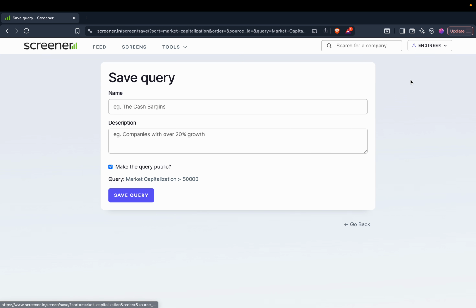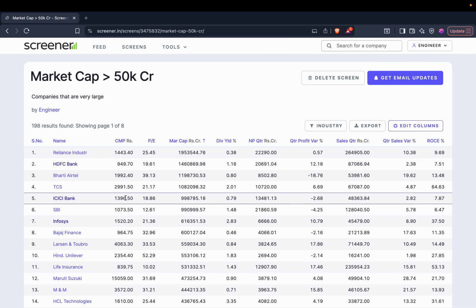Then you can decide to save this query. You can call it something like market cap greater than 50k Cr. Description: companies that are very large. I'm making this private for now. So I've saved this query.